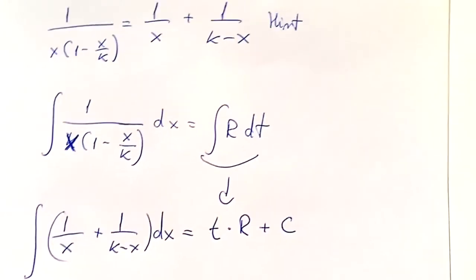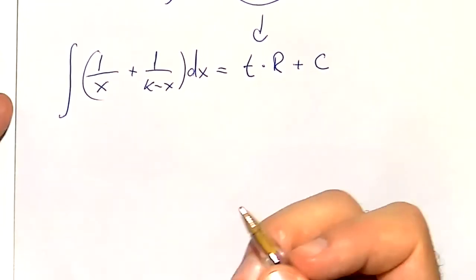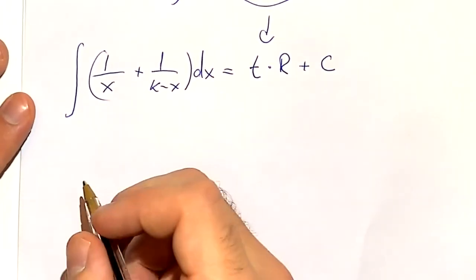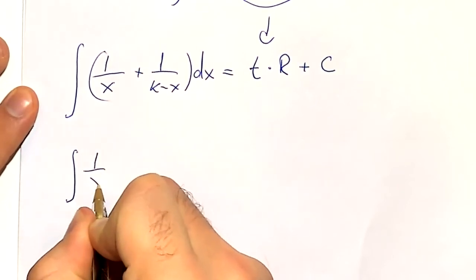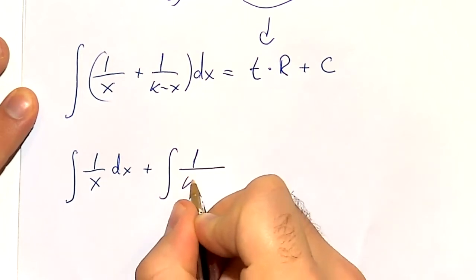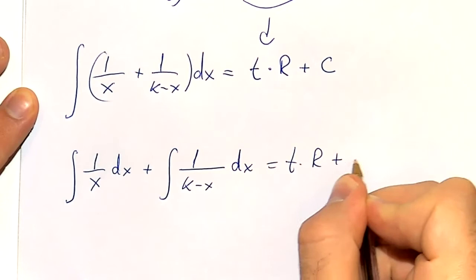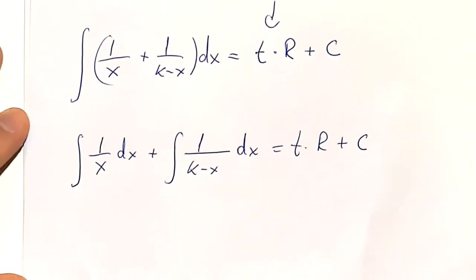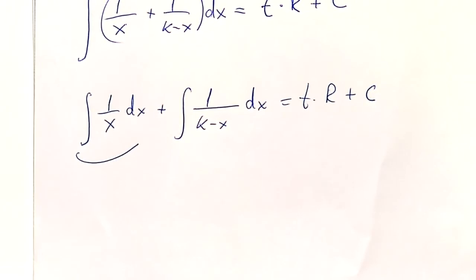Okay. Now, I just solved this like I would solve any normal integral. So I split it: the integral of 1/x dx plus the integral of 1/(k minus x) dx is equal to t multiplied by r plus a constant. Now, what is this? That's just log of x.